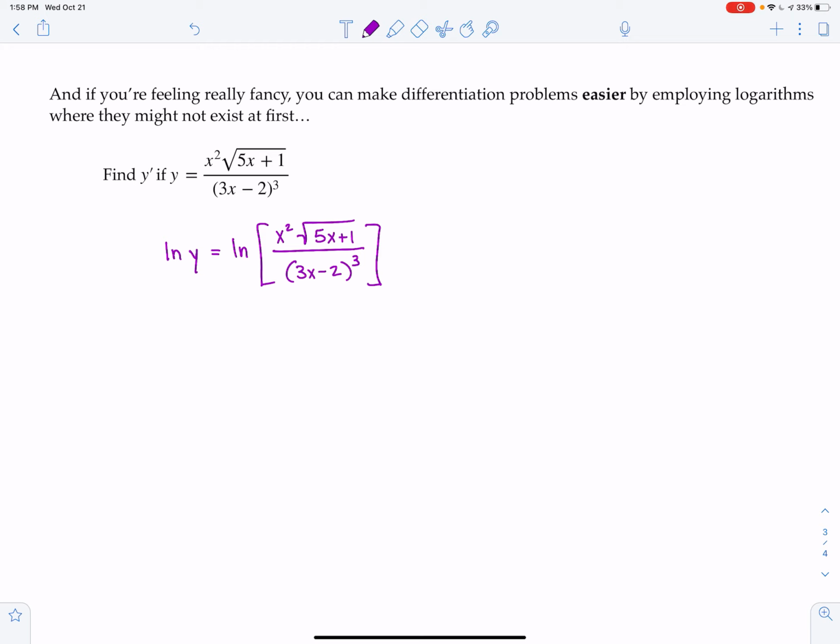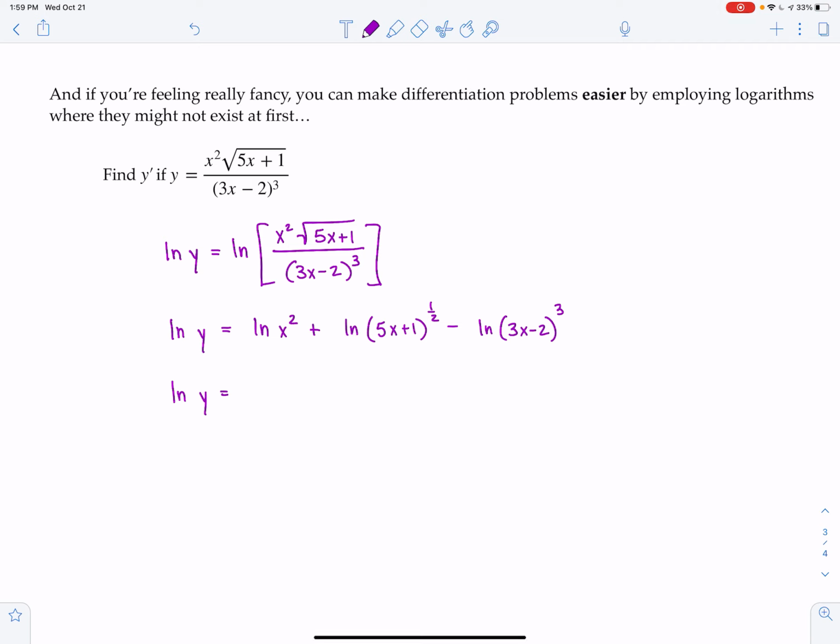Because now that the log is there, I know the natural log of y on the left side might be giving you trouble. But now that the natural log is there on the right side, we can do something like this. Natural log of x squared plus the natural log of 5x plus 1 to the 1/2 minus the natural log of 3x minus 2 to the 3rd. And again, the natural log of y we'll deal with momentarily.